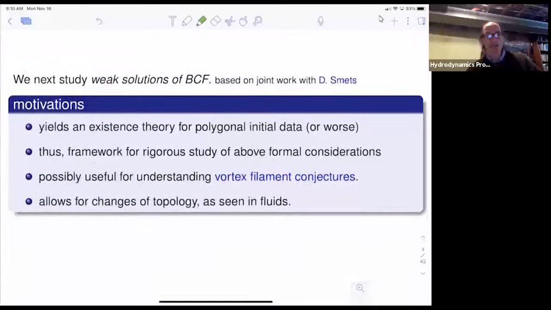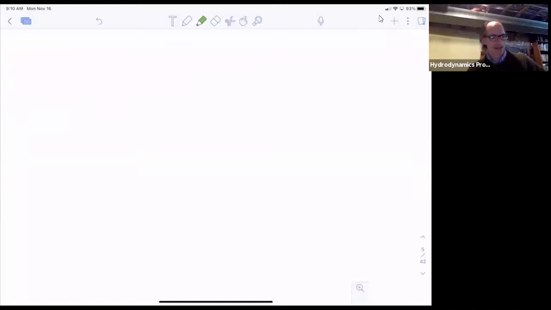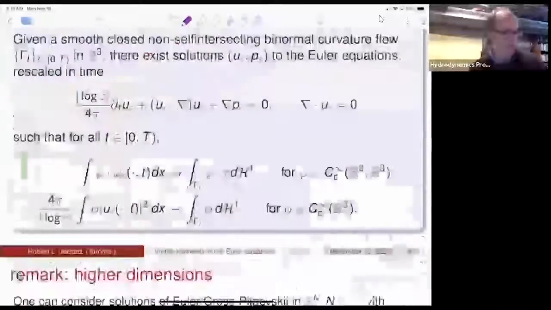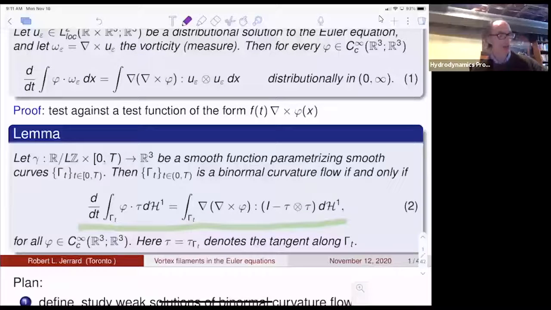So I'm going to discuss weak solutions to binomial curvature flow. This is work of myself with Didier Smets, and we discussed some of the motivations. What I was talking about was the notion of an oriented varifold. The idea of a weak solution is we want to ask what happens if we assume essentially only this identity plus a little bit extra. So we look for a class of solutions that are characterized by this, and we ask, what can you prove about that?